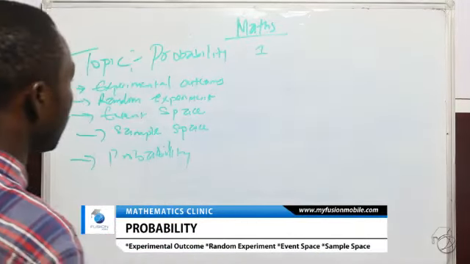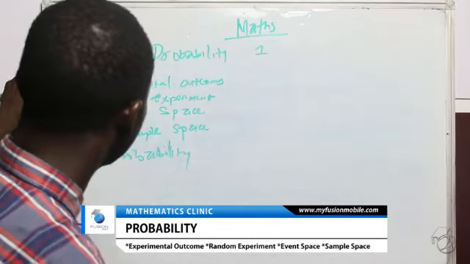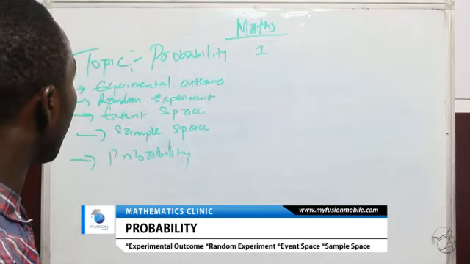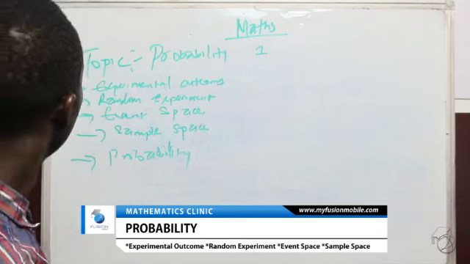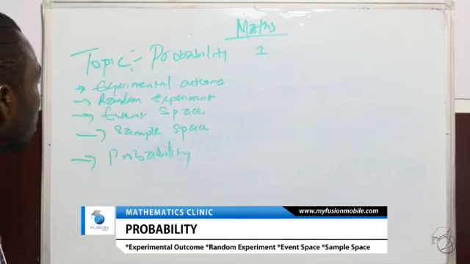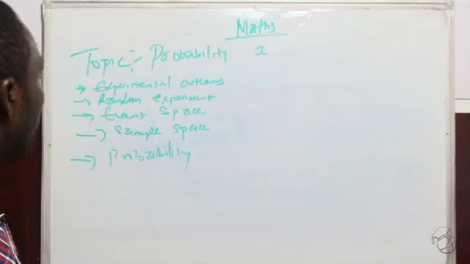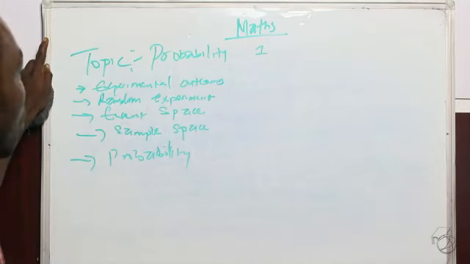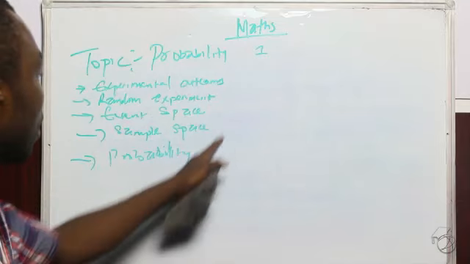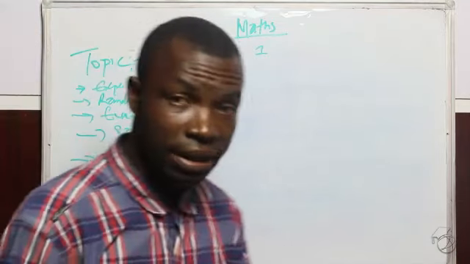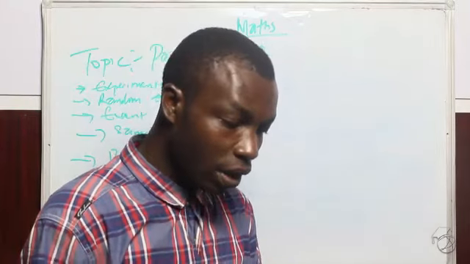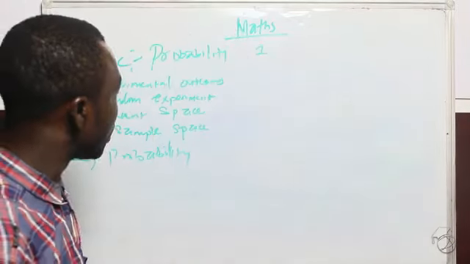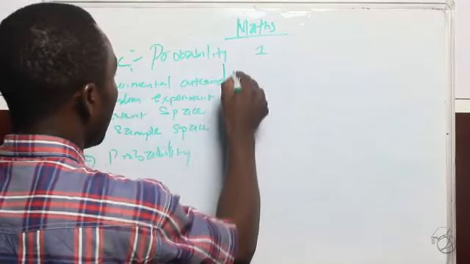In probability, we are going to consider experimental outcome. Number 2, random experiment. Number 3, event space, sample space. Then the definition of probability. In probability 1, we are going to consider all this terminology in probability. Now, what is experimental outcome?